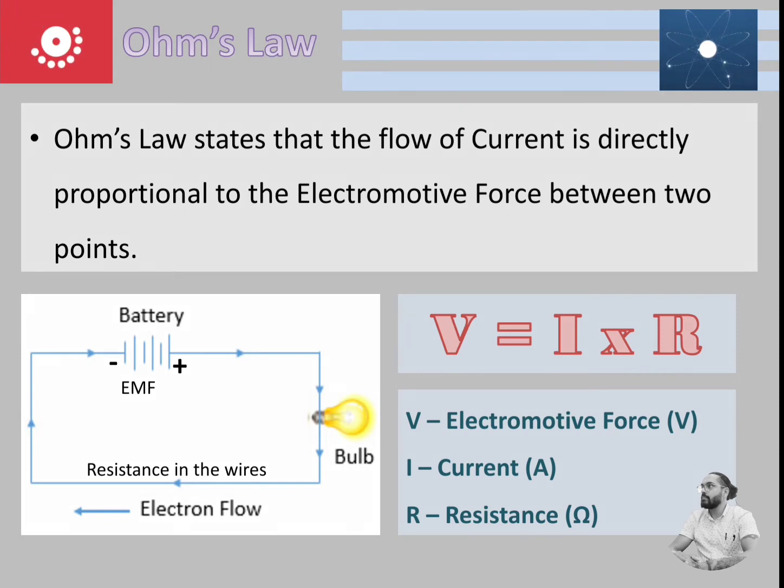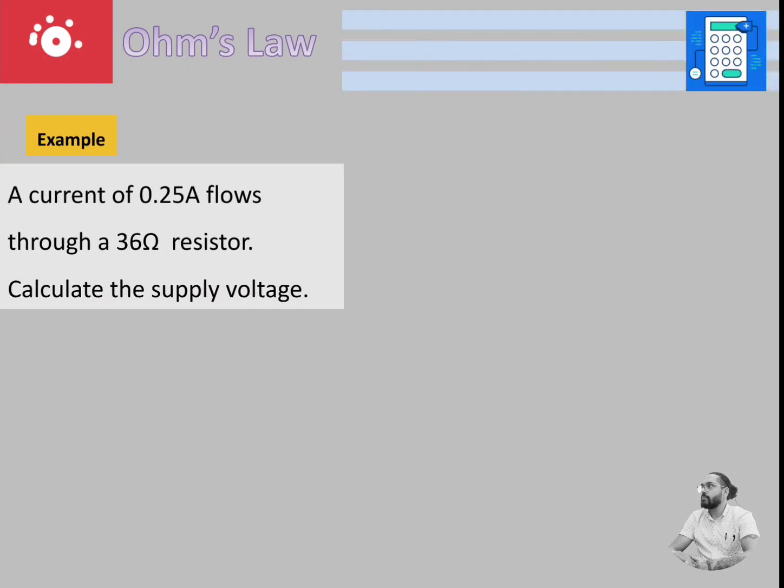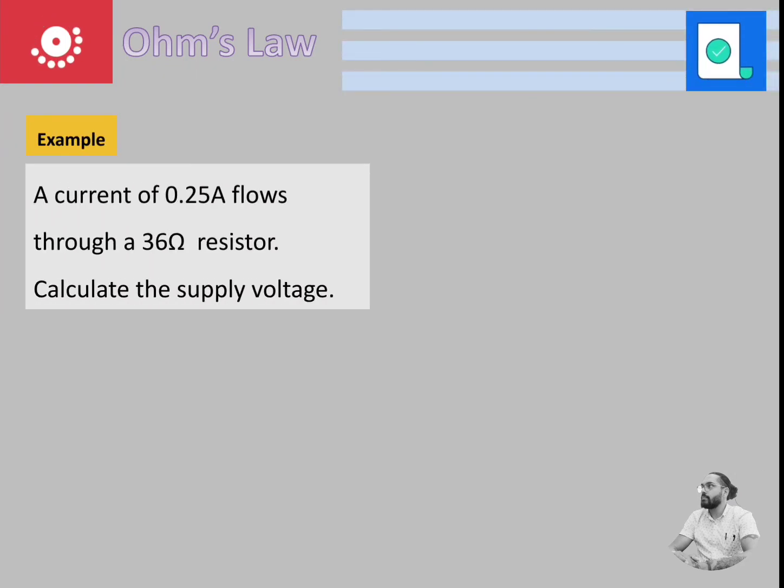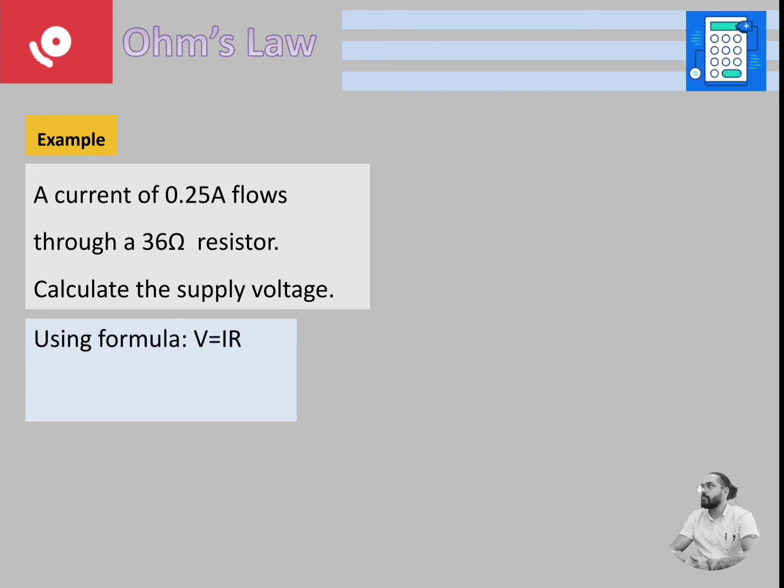Let's have a look at an example. So the example is as follows. A current of 0.25 amperes flows through a 36 ohms resistor. Calculate the supply voltage. So here we are going to use the formula V is equal to IR. To find voltage, we are going to substitute 0.25 amperes for I and 36 ohms for resistance. When we multiply these two, we are going to obtain 9 volts.